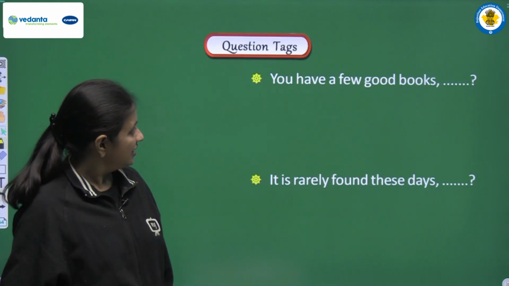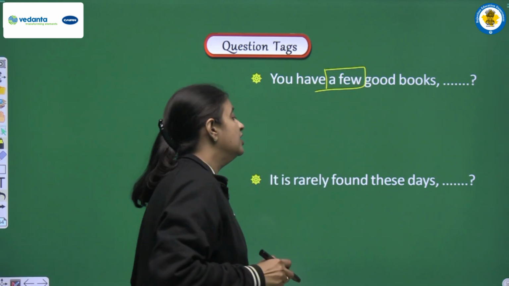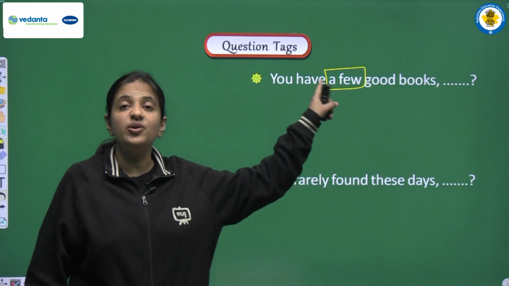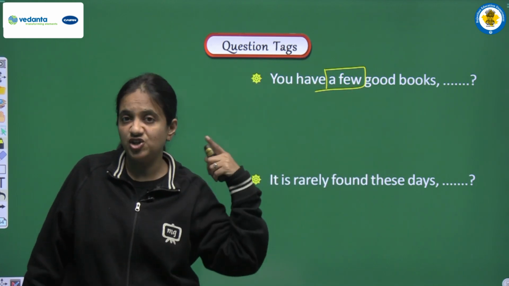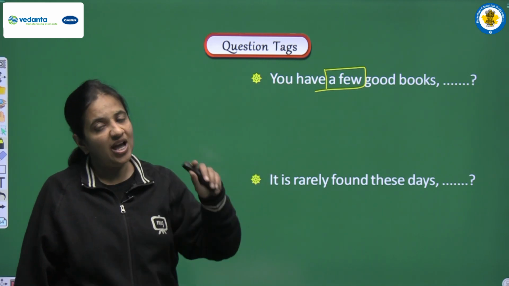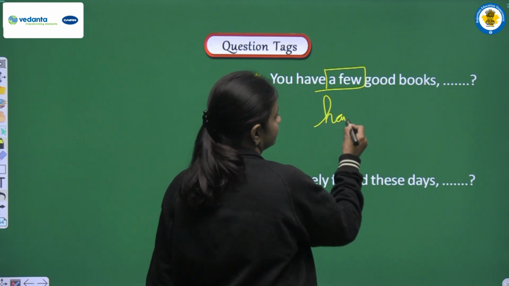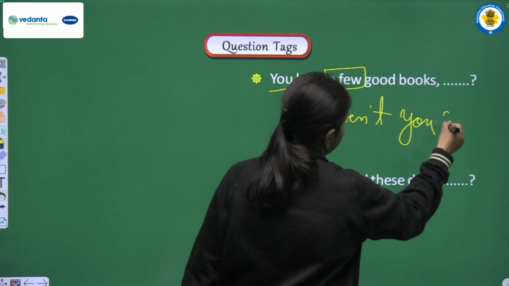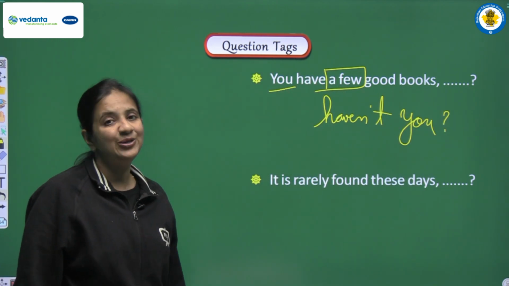Okay. Next, "You have a few good books." Again we are having "a few". You have to be careful that "few" is a negative word, but "a few" is a positive word. So now we are having a positive statement, so the question tag will be negative. We are having "have" as the auxiliary, so we have to use have plus not, that will be "haven't", and "you". It will be "haven't you". The complete sentence is "You have a few good books, haven't you?"